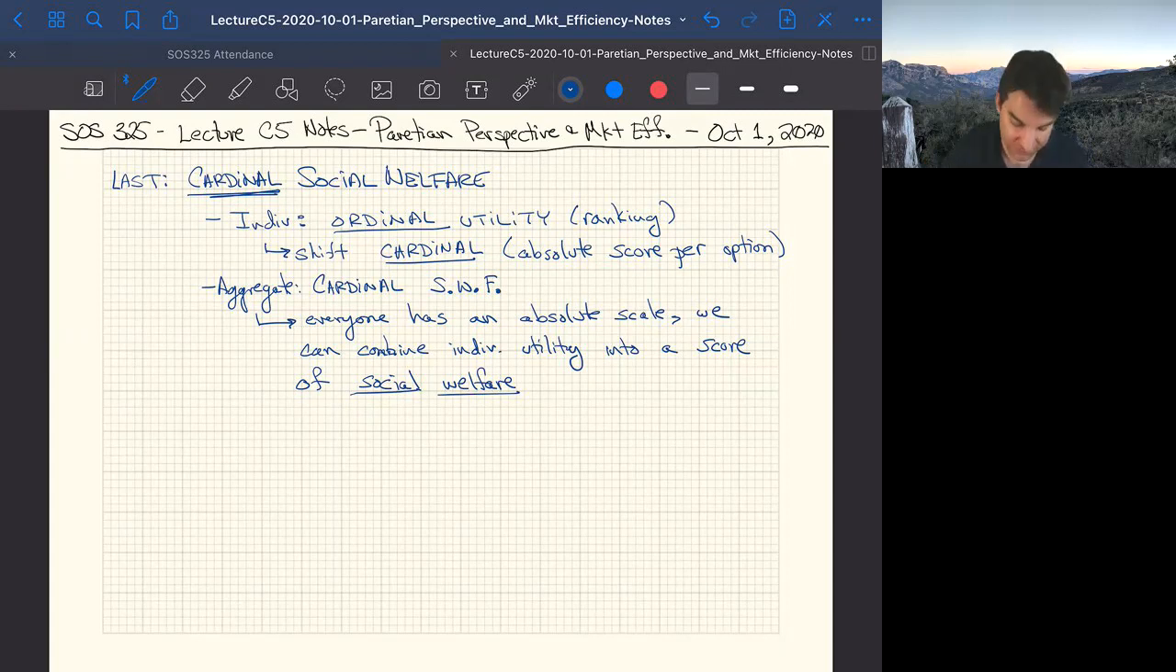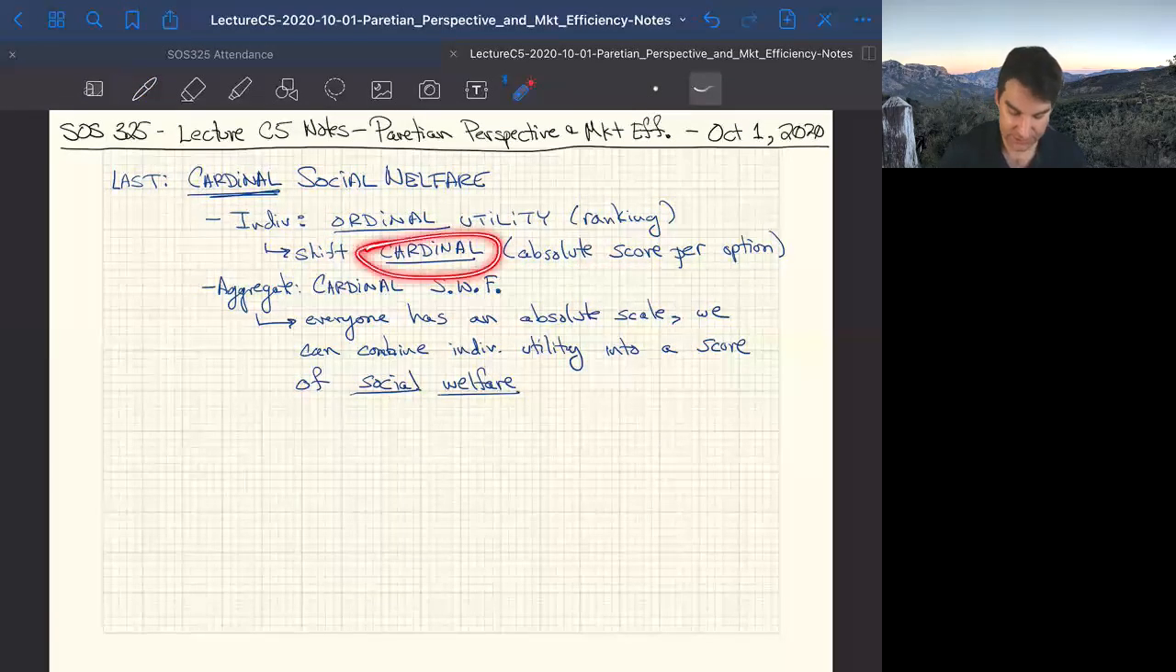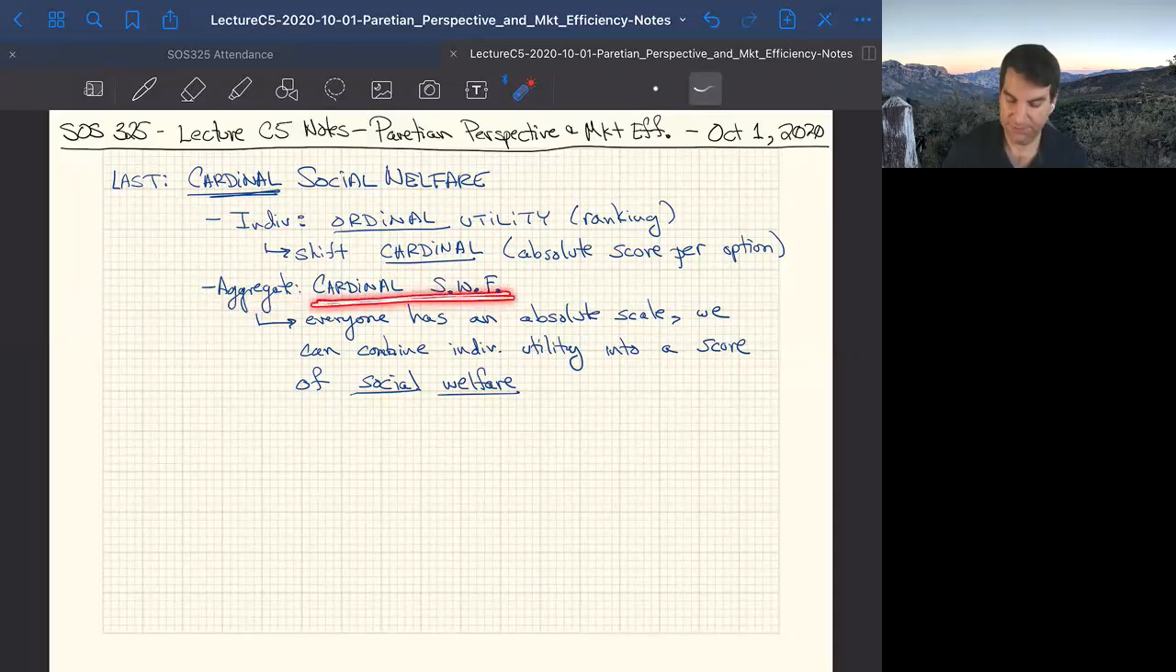So last time we motivated that you could use ordinal utility for ranking, but that there are advantages to using an absolute score per individual. That is a so-called cardinal utility. And if you have such an absolute score, you can aggregate them together into a cardinal social welfare function. That function takes advantage of everyone having an absolute scale that allows you to bundle those scales together into a measure of, ta-da, social welfare.